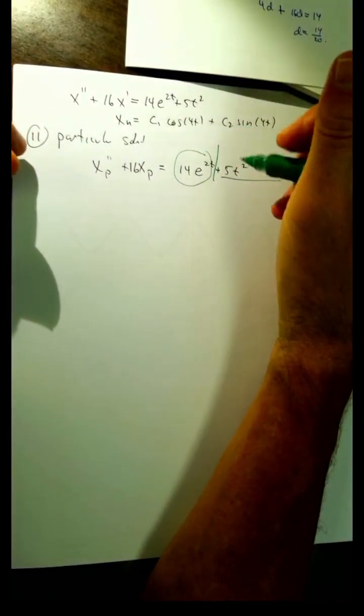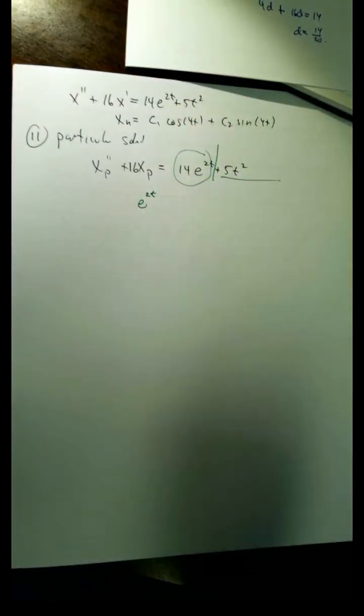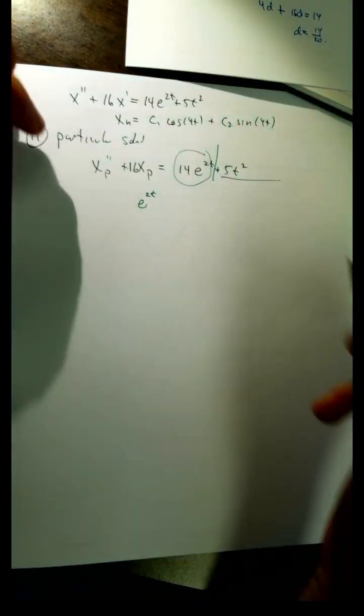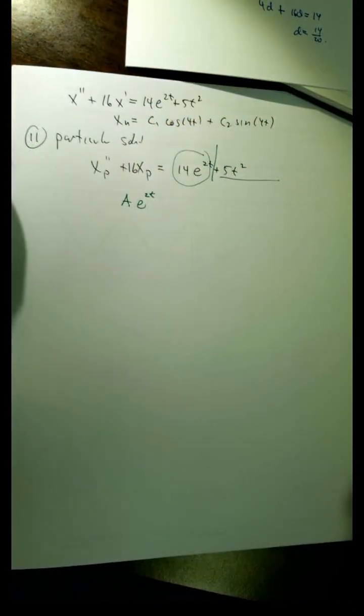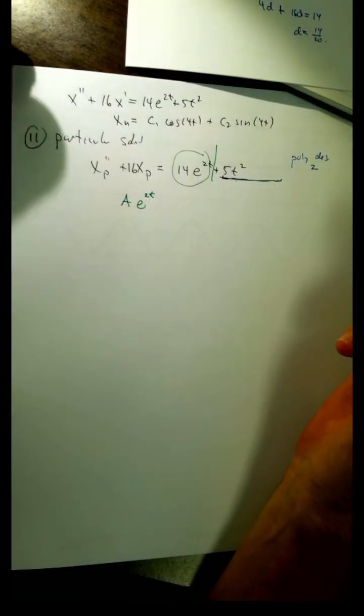For the exponential, I'm looking for a function so that when I take derivatives of it and add it up, I get e to the 2t. So I don't know what function is going to give that to me, so I just call that a times e to the 2t. I'm going to plug it into the equation and ask what that assumes about a. For this part of it, I've got a polynomial. It's a polynomial of degree 2. So what kind of function, when I take its derivatives, gives me a polynomial of degree 2? Well, it's going to be another polynomial of degree 2.